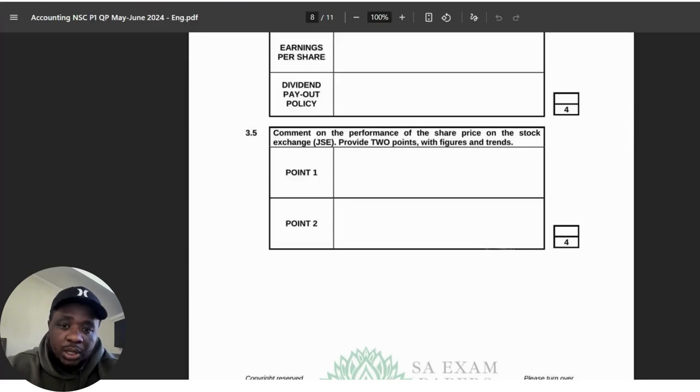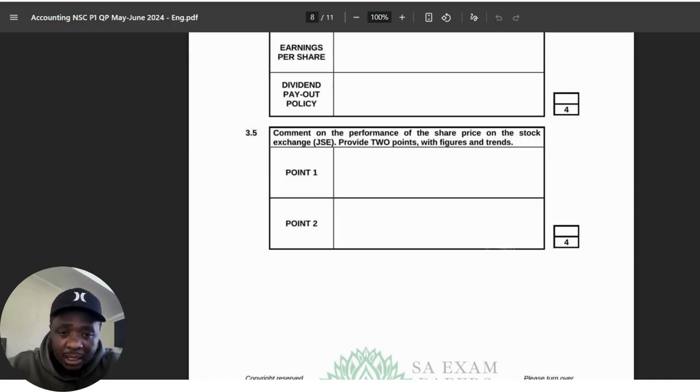For the next question, we're looking at 3.5. It says comment on the performance of the share price on the JSE, the stock exchange. Provide 2 points with figures to support your answer. So the points that you can make here about a share price is basically looking at the market price of the shares and then also perhaps looking concurrently with the net asset value of the shares, because with the NAV, that is what we would consider the intrinsic value of the share, which is basically its actual value based on equity versus how it is trading in the stock market.